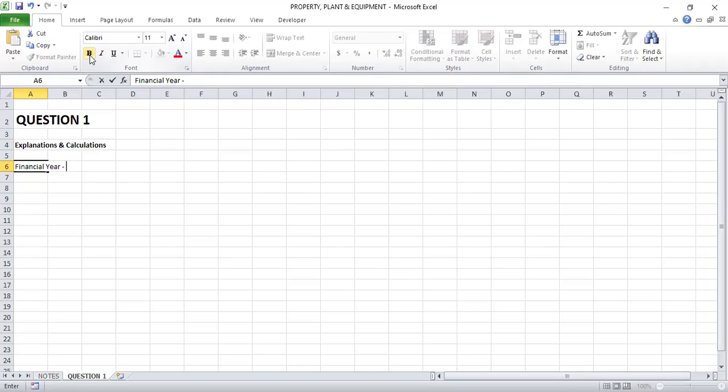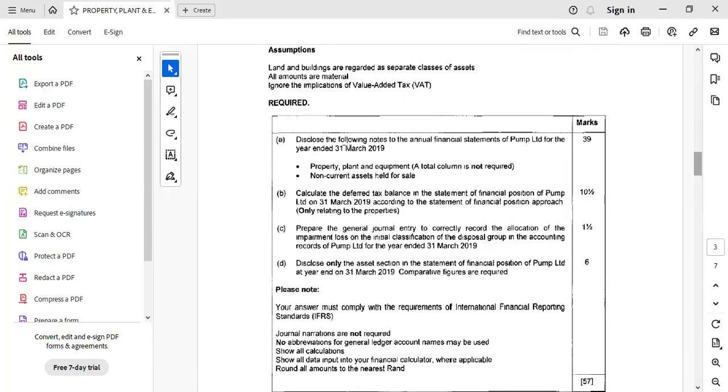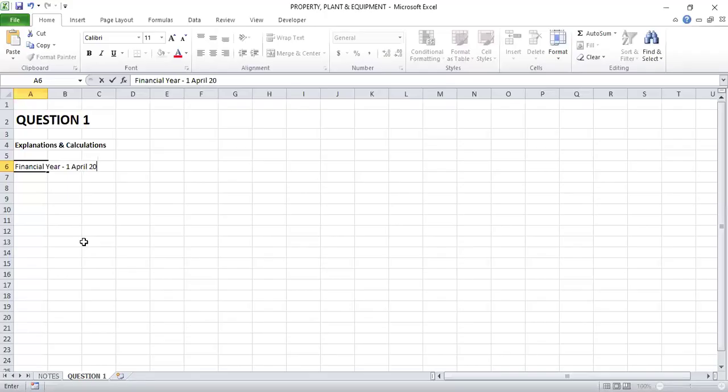For you to count those months, you need to know what is my year start and what is my year end. And here they've told us that our financial year is ending on 31 March year end, but we should know the exact year. We know that we are preparing for 31 March 2019. So we can safely say our financial year is 1 April 2018 up to 31 March 2019. That's the year that ends in 2019. So this is a very important thing that we have to do.